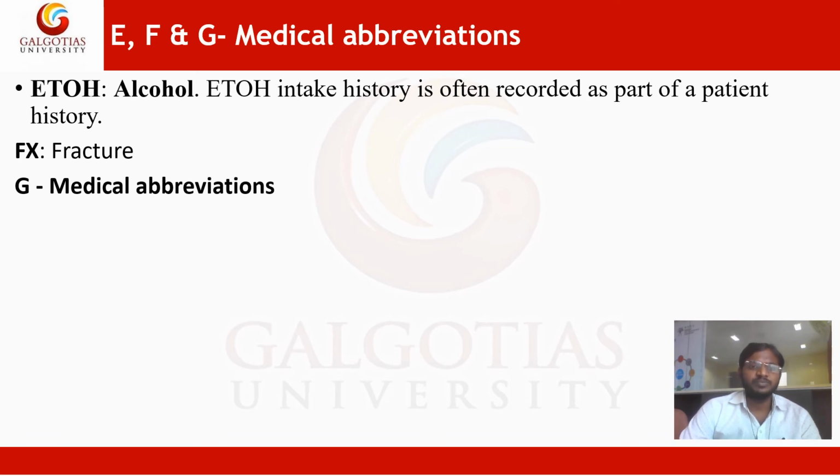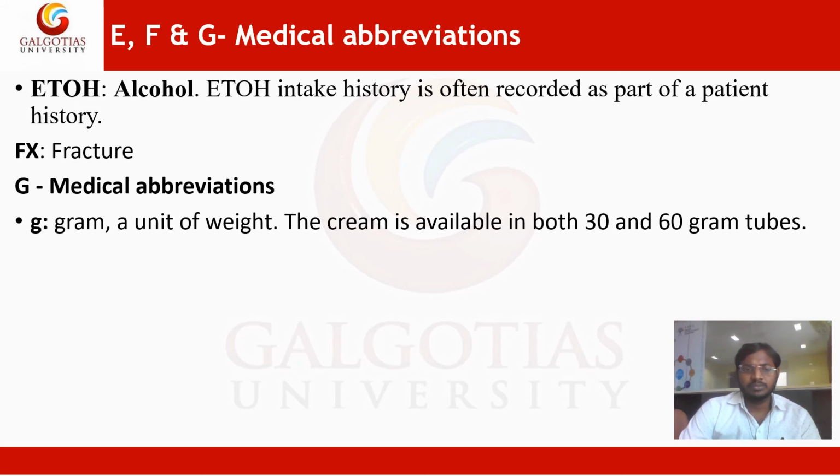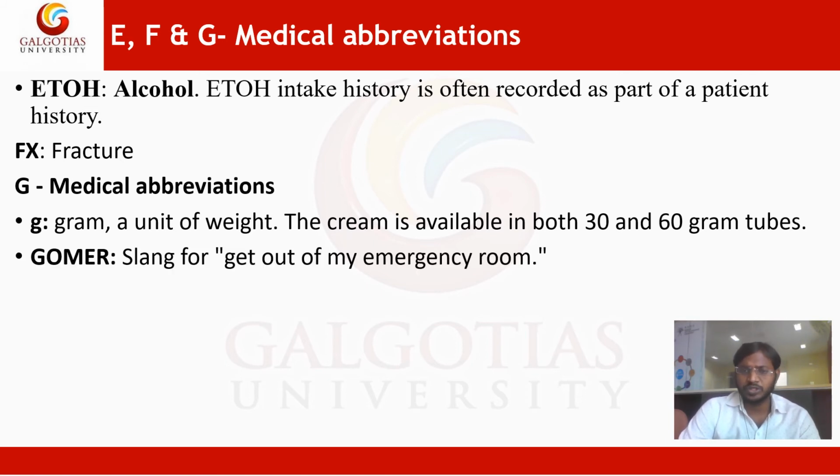Next one, G. Under the medical abbreviations, G means gram, a unit of weight. You can use 1 gram, 2 grams, 3 grams. In anatomy, mostly heart weight, kidney weight, and liver weight are given in grams only.